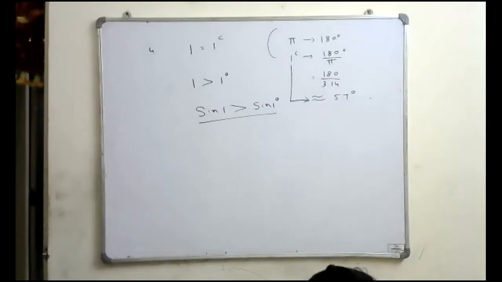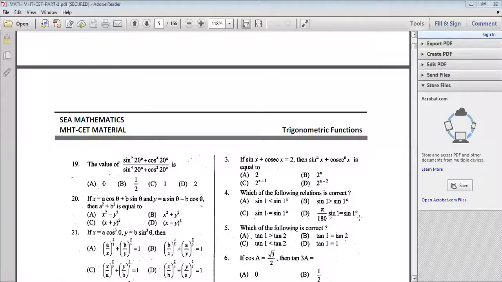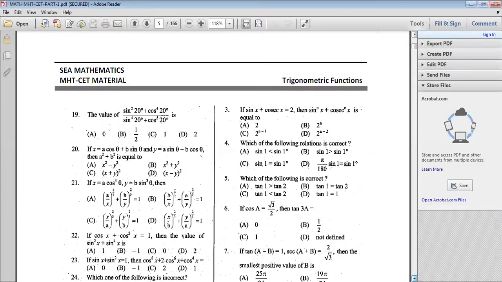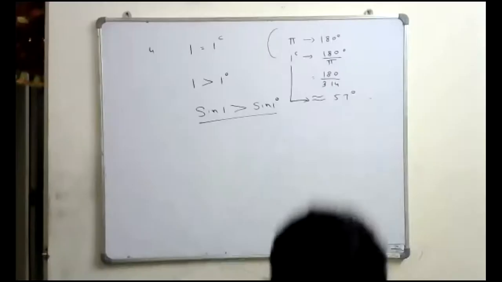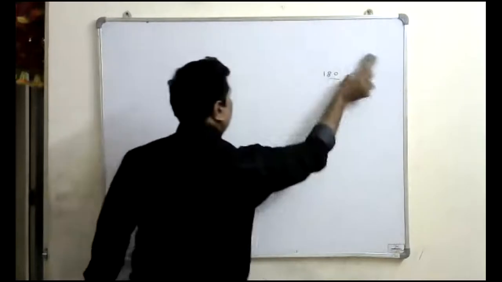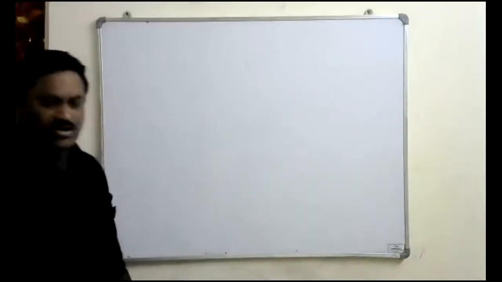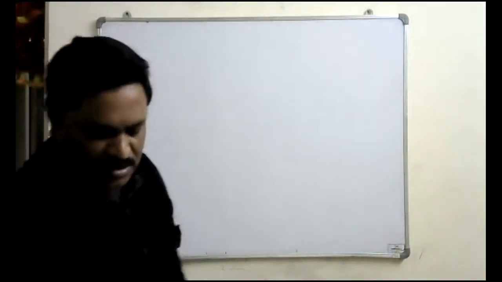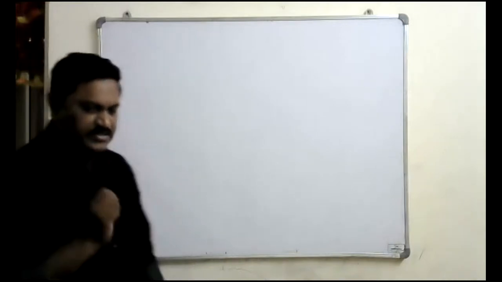Next, look at the next problem. Observe this. Which of the following is correct? Tan 1 greater than tan 2. Tan 1 is equal to tan 2. Tan 1 less than tan 2. Tan 1 is equal to 1. Here also observe that 1 and 2 is given. 1 means that is called 1 radian. 2 means that is 2 radians, not the degree. If nothing is there in the power, then you have to consider it as radians.